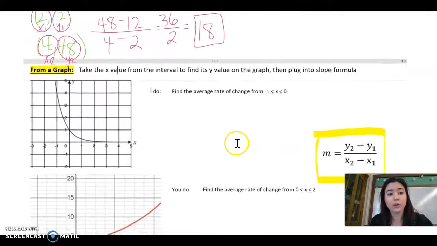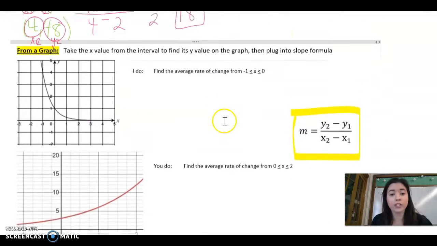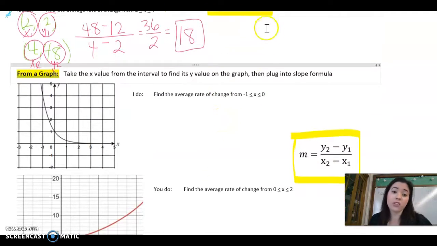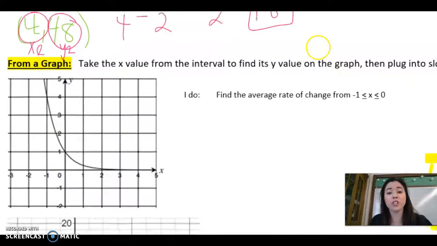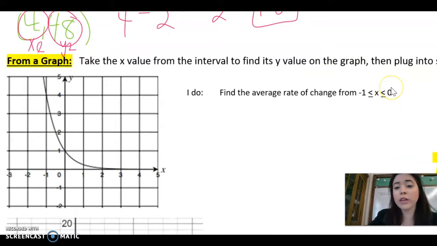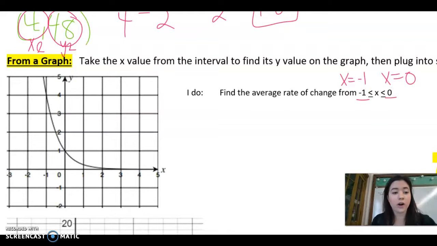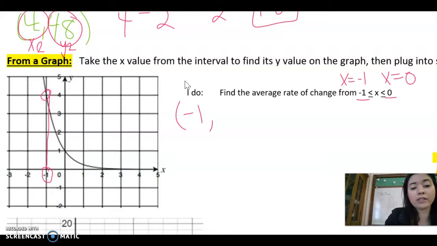Now let's do graphing. So the equation is the same. We just have to look at the graphs to find the 2 points, which can be a little bit challenging. If we look here, we're starting at when x is -1 to when x equals 0. On my graph, I'm going to find when x is -1, and my y value there was 4. So my first point is -1, 4.